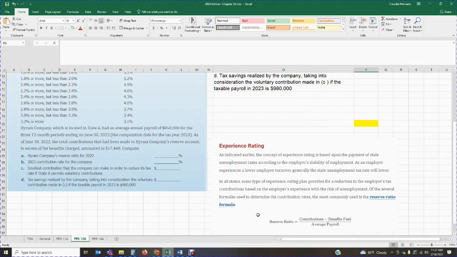In this case, they've provided you with the reserve account balance, contributions less any benefits charged. So they've basically done the contributions less the benefits, which gives you that $17,440 already. They've already done the top part of the calculation. They did not tell you how much was contributed. They gave you the net amount, the excess of contributions over the benefits charged. That $17,440 is the number we're going to plug into the numerator, and the average payroll, the denominator, is going to be our $850,000.